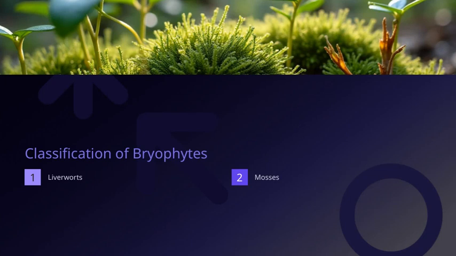Let's take a closer look at the classification of bryophytes. As you can see here, bryophytes are mainly divided into two major groups, mosses and liverworts. Mosses, which are often more familiar to many of us, belong to one group, while liverworts form the other. These classifications are important because they help us understand the diversity within bryophytes, which are among the simplest land plants. Recognizing the differences between mosses and liverworts also sheds light on their unique adaptations and ways of survival.